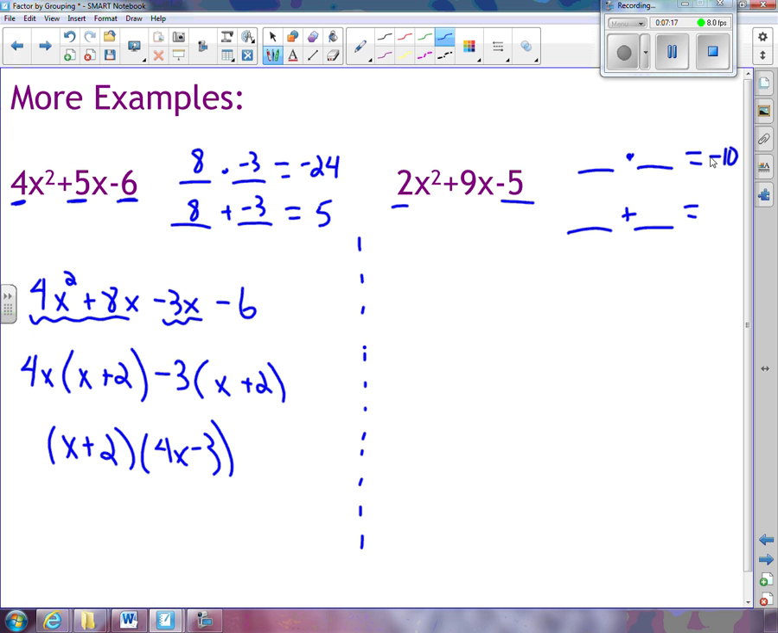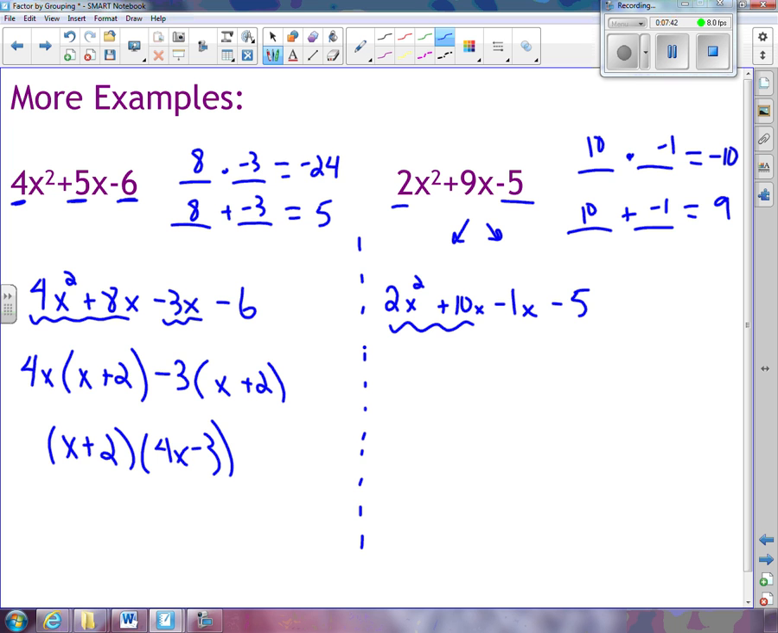And the middle number is 9. So that's what I want the terms to add to. So the two numbers that accomplish this are 10 and negative 1. So then I'm just going to go ahead and rewrite this by splitting up this middle term. So I get 2x squared plus 10x minus 1x minus 5.